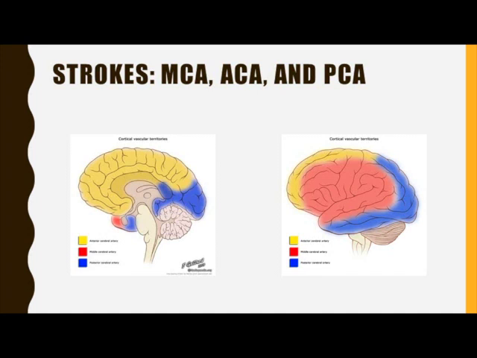Let's say that we did an ACA stroke right here. Okay? This is where it is. Now we've got boom here. Okay. So what's here?